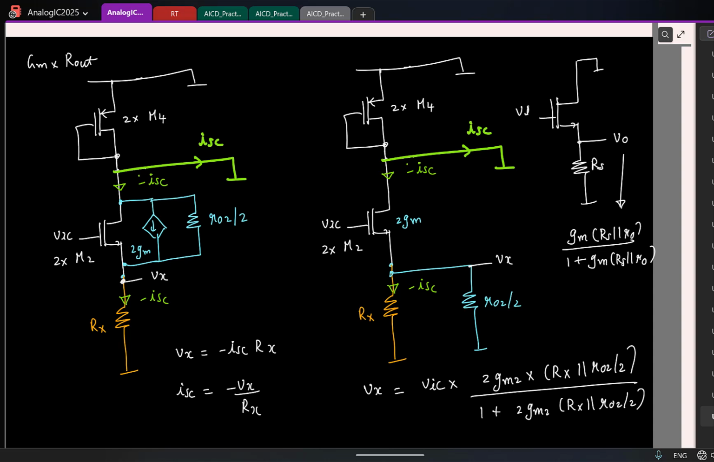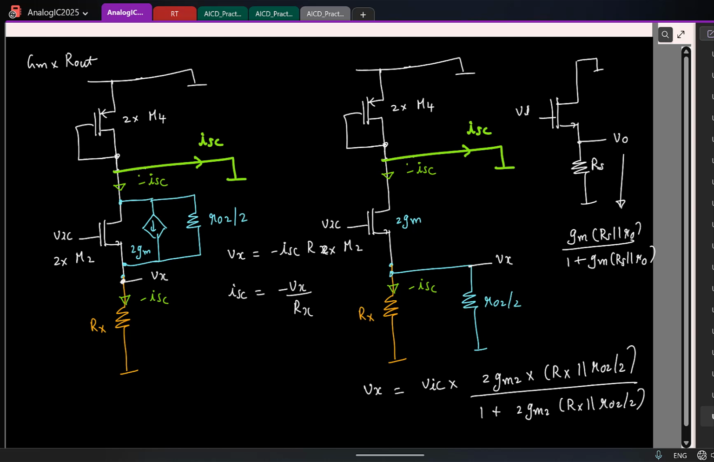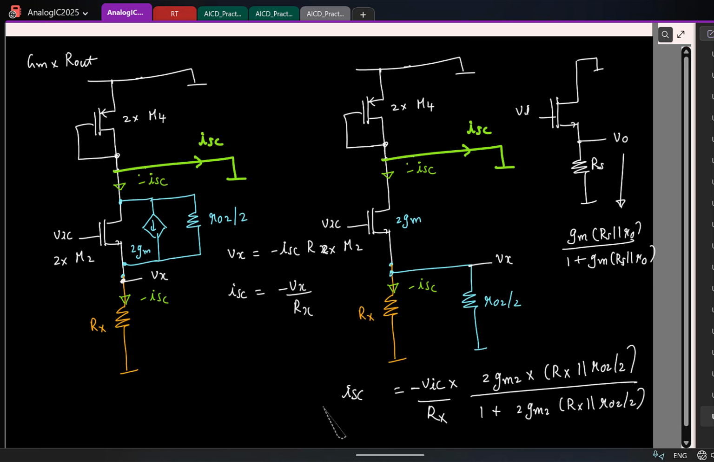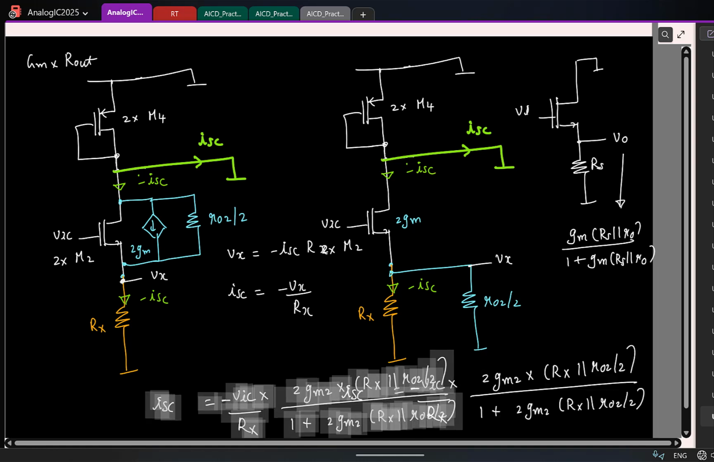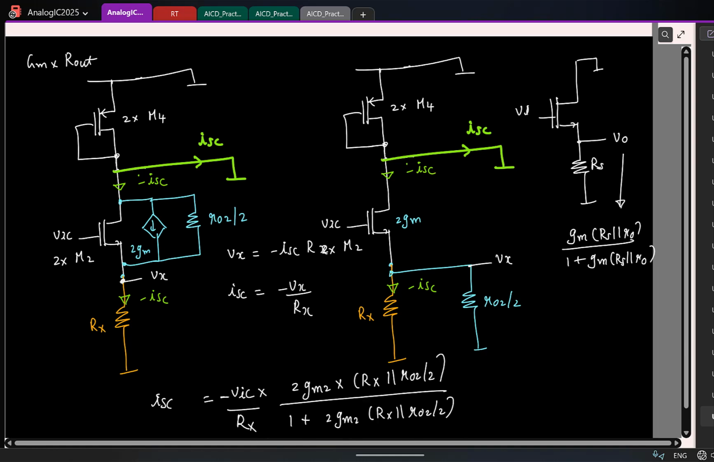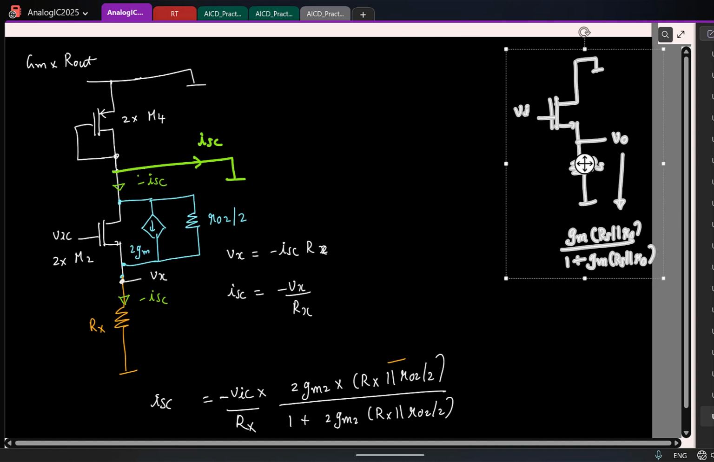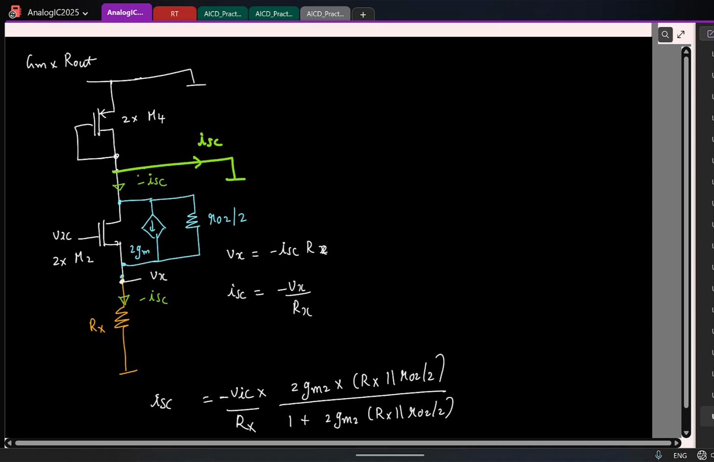So then what I'll do, I'll push this up here. So I can directly write my short circuit current as minus this term. My short circuit current is negative of this by Rx. That's all. No need to write the complete expression, it is not needed. So let me just keep it like this. So this is my short circuit current.